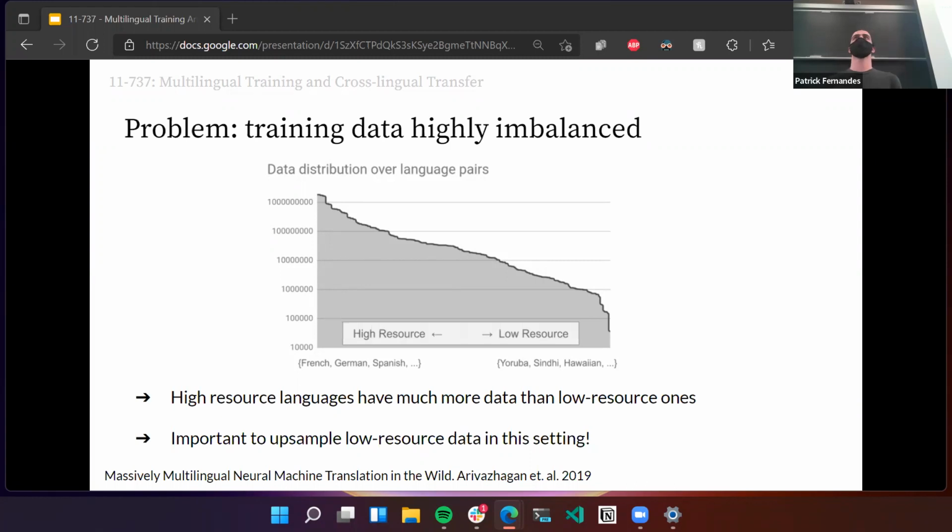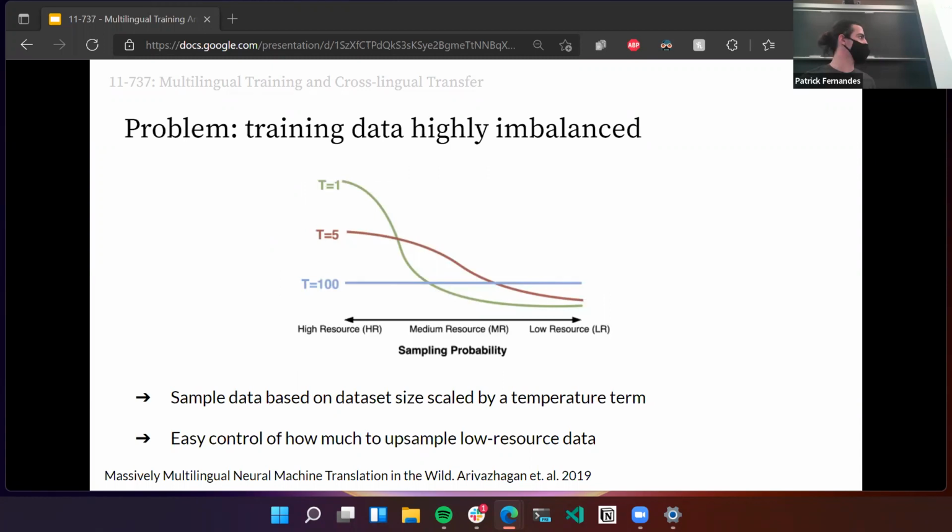Because if you have 10 times more data from one language pair, the model will, in terms of loss, just under-prioritize this. So it's important to upsample your low resource data in this setting. You want your low resource data to appear more than its frequency in the corpus. How? One way is to consider sampling from the data as a probabilistic process: you sample based on the dataset size for the language pair, and you can scale that sampling by a temperature term. If you have temperature 1, you just sample proportionally to the original corpus size. If you have a very high temperature, you'd sample uniformly from all the language pairs.